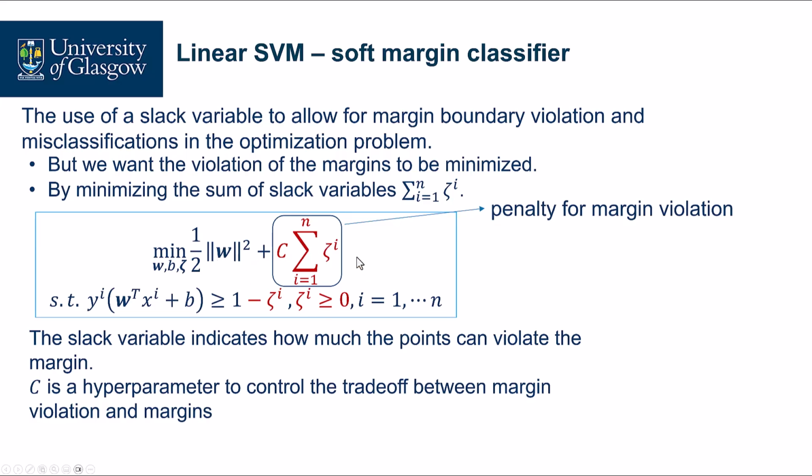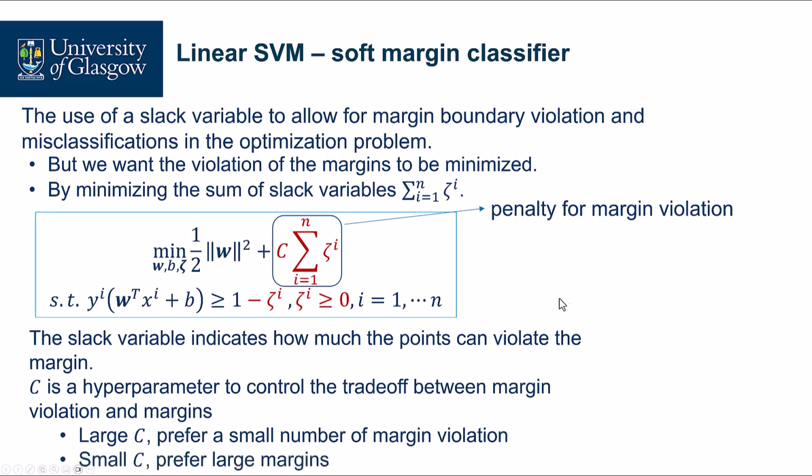So this is to trade off between the margin violation allowed and the margin themselves. If the value of c is large, this means a small violation can cause a large increase of the objective function, right? So in this way, we prefer a small margin violation. Otherwise, when c is small, this term becomes more important, so we prefer the large margins. So this is the trade-off.